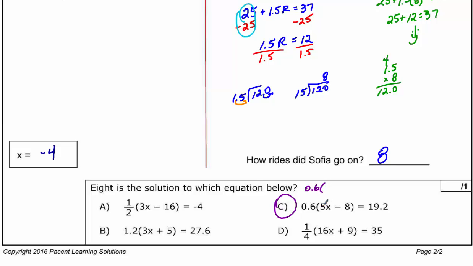0.6. 8 is the solution, so 5 times 8 is 40. Take away 8. Does that equal 19.2? So I've got 0.6 times 40 minus 8, which is 32. Does that equal 19.2? 32, 0.6. 6 times 2 is 12, carry 1. 6 times 3 is 18, and 1 makes 19. 1 decimal point.